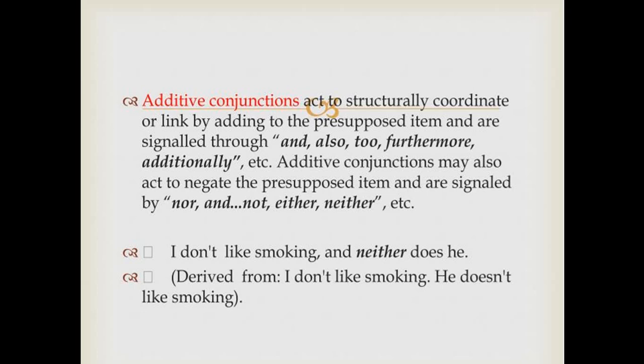I don't like smoking, and neither does he. Here, "and neither" is also adding some new information to the sentence, derived from "I don't like smoking; he doesn't like smoking." So here the two sentences are given the same meaning.